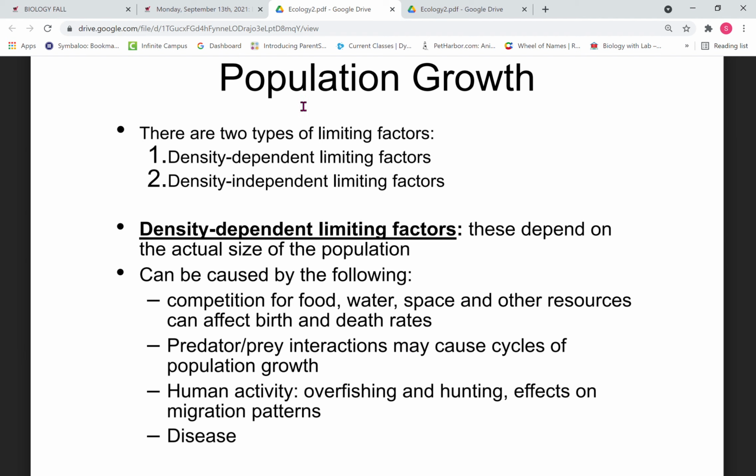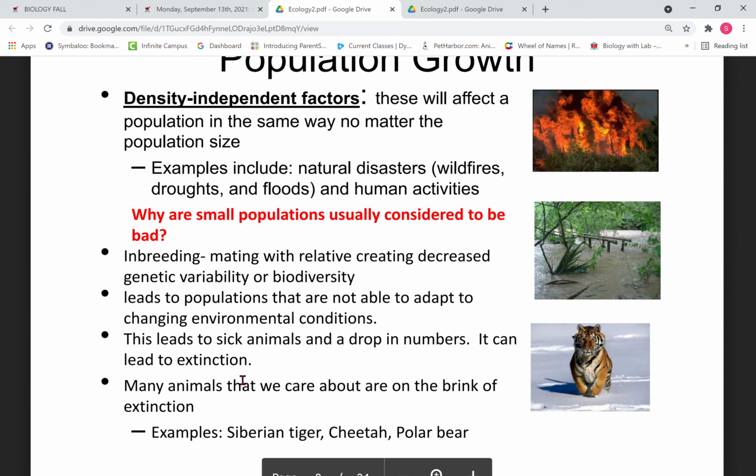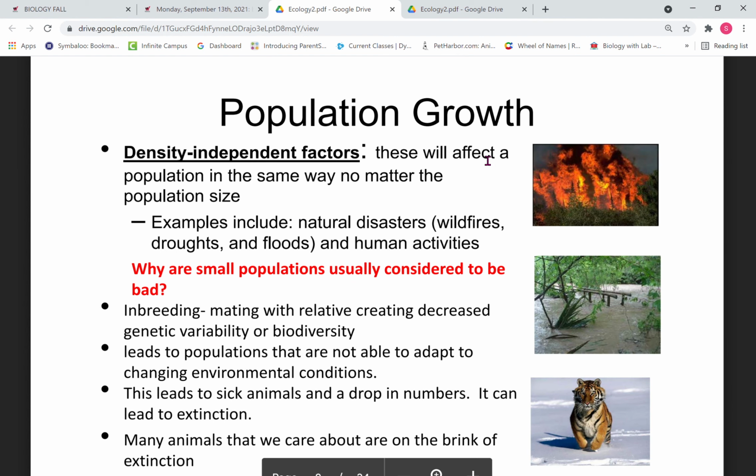There are two types of limiting factors: density-dependent limiting factors and density-independent limiting factors. Density-dependent limiting factors are dependent on the actual size of the population, and they can be caused by competition, predation, and human activity like overfishing, hunting, effects on migration patterns, and disease. The density-independent factors will affect population size the same way no matter the population size. Examples include natural disasters like wildfires, droughts, and floods, and then human activity.